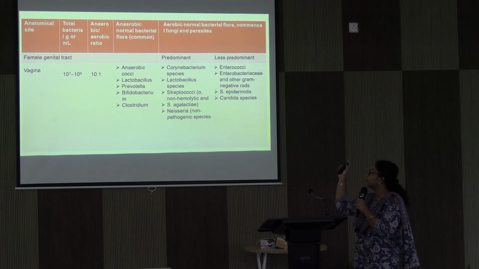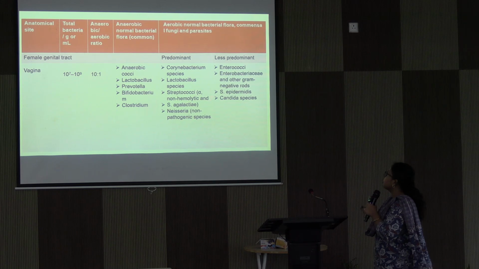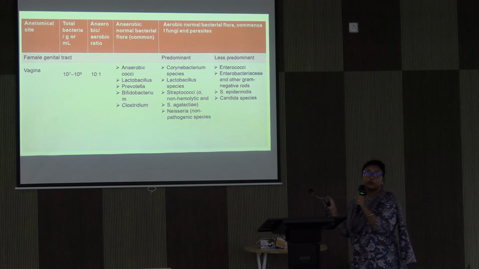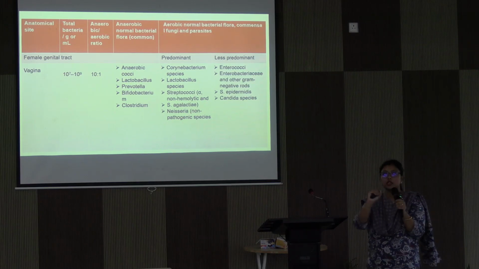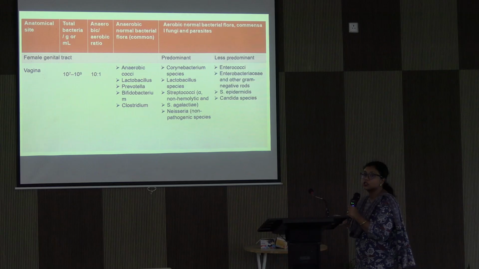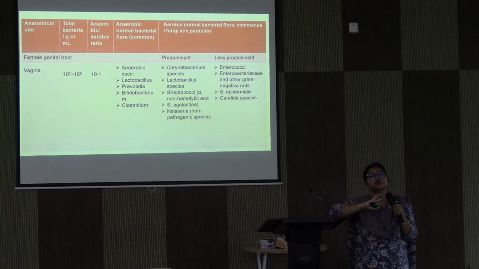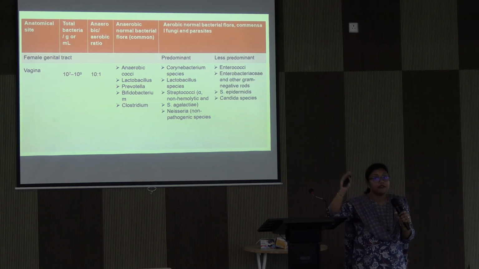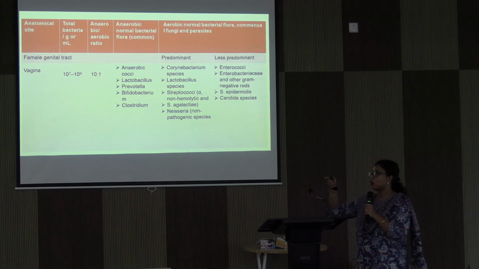Next, we come to the female genital tract. Predominant are Corynebacterium species, not diphtheria species, so don't write any pathogenic bacteria here. Lactobacillus species, very important. There is a score, Nugent's score, you see. Lactobacillus species should be predominant and abundant. If they are fewer in number, that gives space to pathogens, so pathogens can colonize and cause infection.